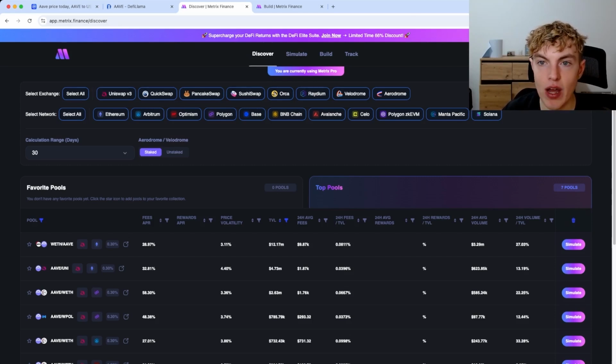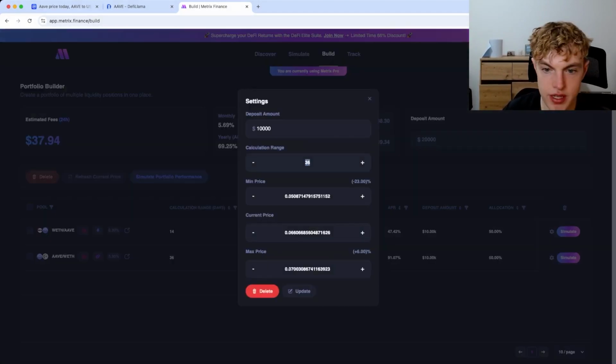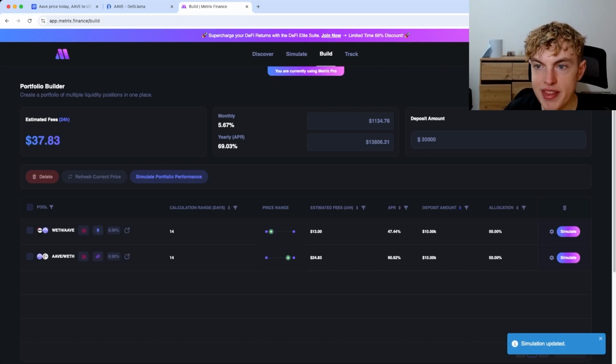But now I'm going to head over to the build section at the top and see the liquidity pools that I saved. So we have these two pools right here. I'm going to go ahead and set the calculation range to both the same number. So I'm going to set this one to 14 as well. Let's go 14, update. Now with $20,000 deposited into these with 10K in each, it says we'd be estimated to get over 13K a year and over $1,000 a month. These are both wrapped Ethereum to AAVE pools, just one is on Polygon and one is on Ethereum.